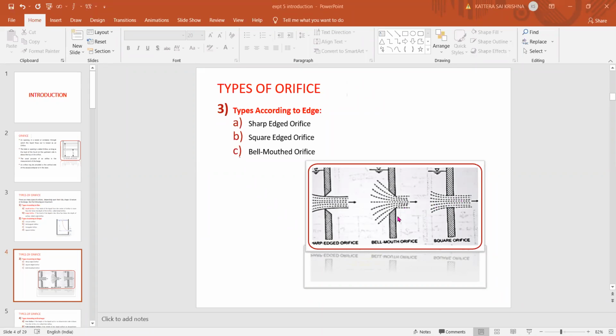And one more type is bell mouth, like this. It is an inclined thing. It starts from here to here, outside to inside. So this is the tank which will be on this side. Inside it will be slanted, but this one is slanted on the outside. Okay. So this is called a sharp edged orifice, bell mouthed orifice, and square edged orifice. So these are the 3 types depending upon the edges of the orifice.